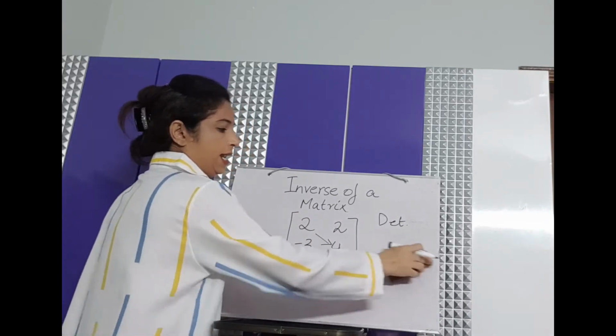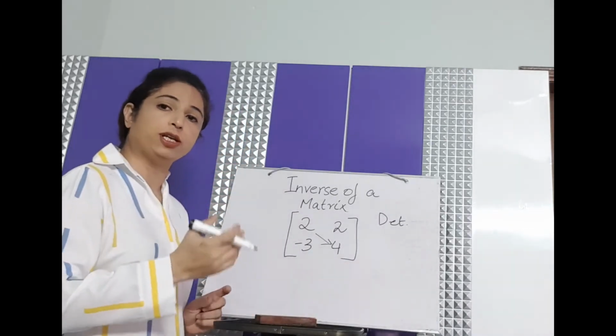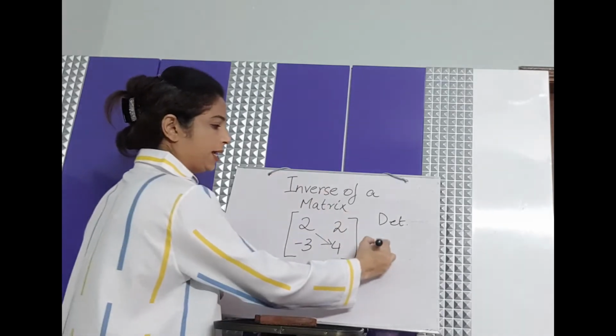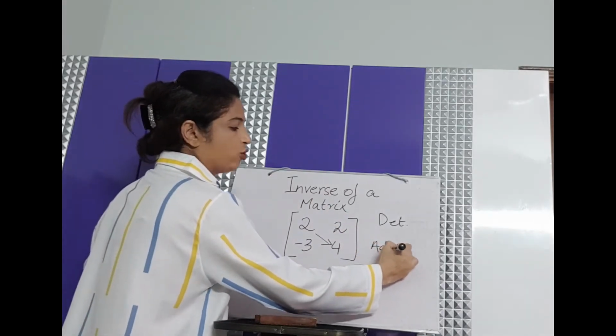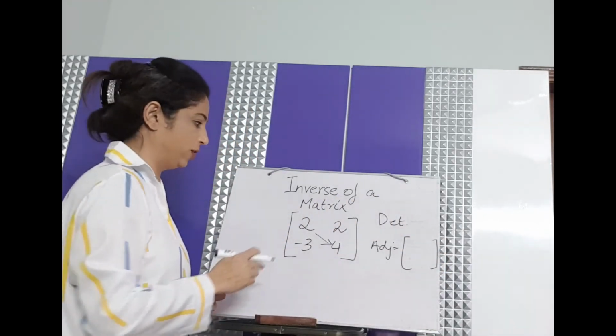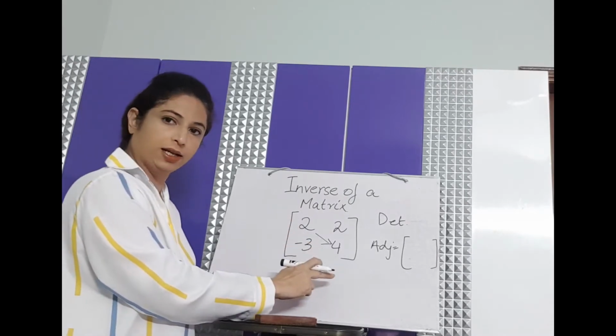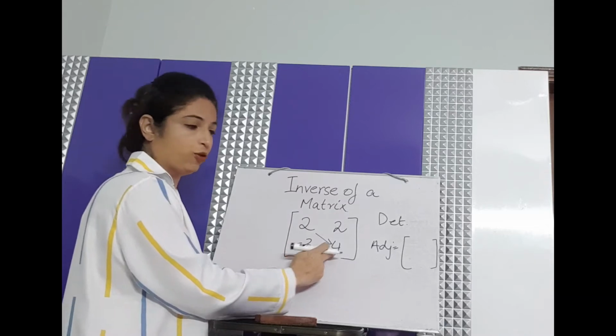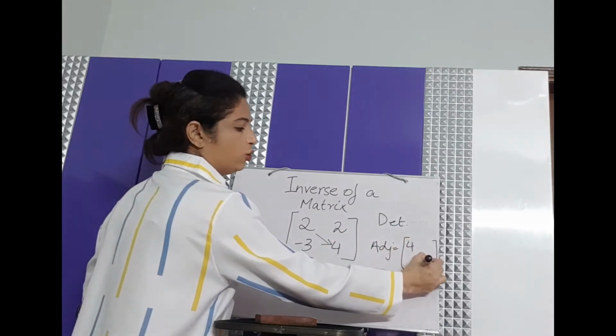Okay. And next we need to see what is our adjoint. Now what do I mean by adjoint? So when I say adjoint, I have to just change the positions and some signs of the matrix. So the leading diagonal will change its position. So it's 2 here and 4 here. We'll put 4 here and 2 here.